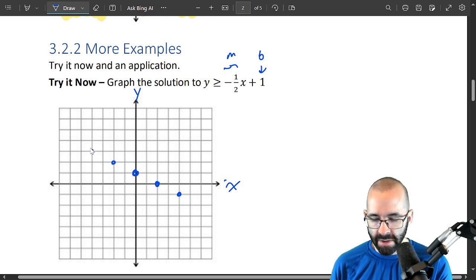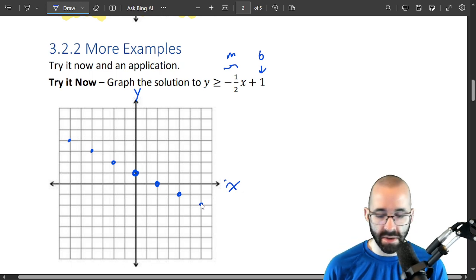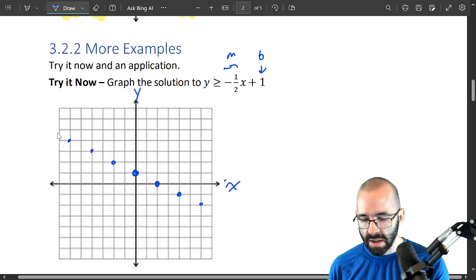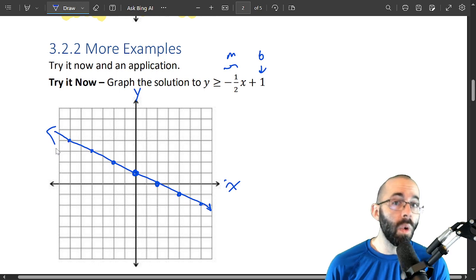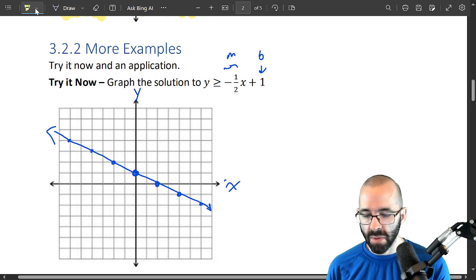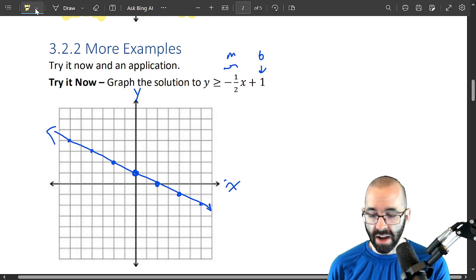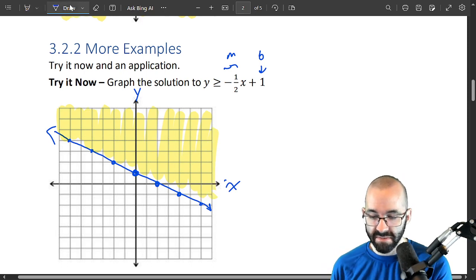When we graph our line, we know it has a negative slope, so we should expect that our line is decreasing, going down. We're going to use a solid line to connect these dots because our equation is greater than or equal to. And all that's left, well, we're bigger than this line. So we're looking at everything above this line. We'll highlight everything above. That's it.